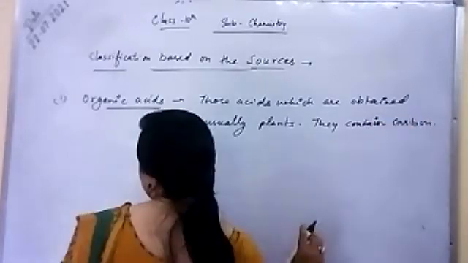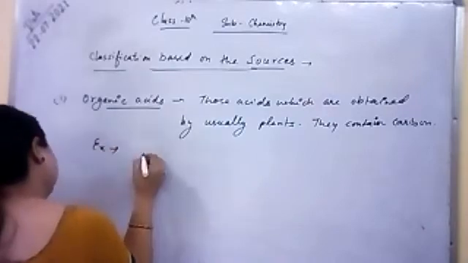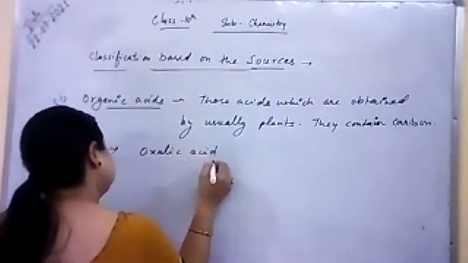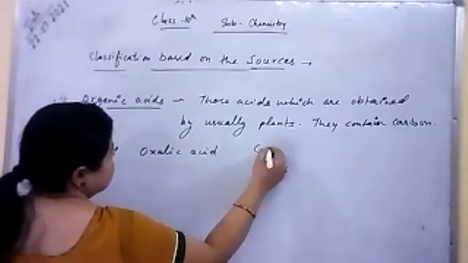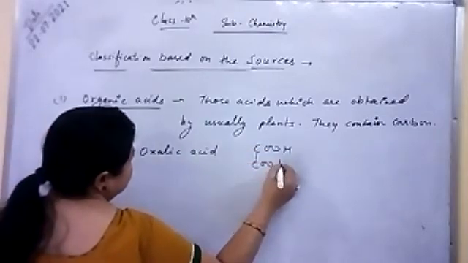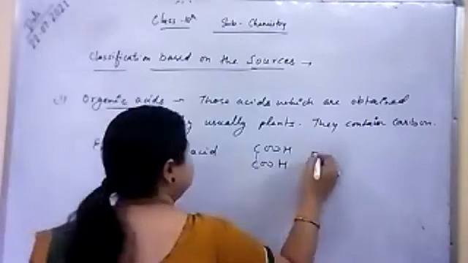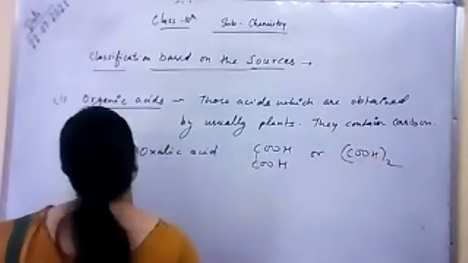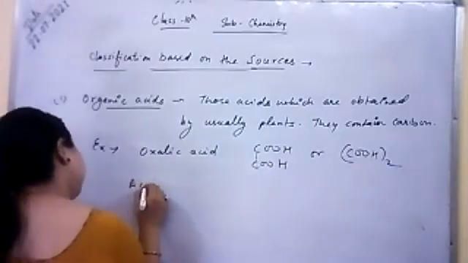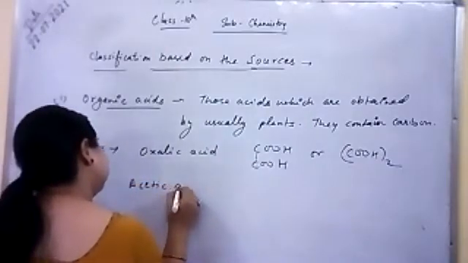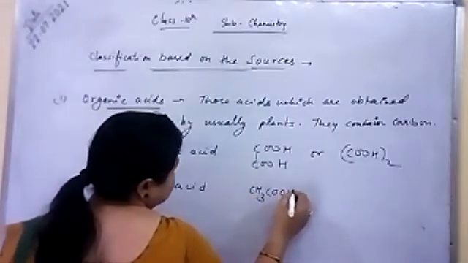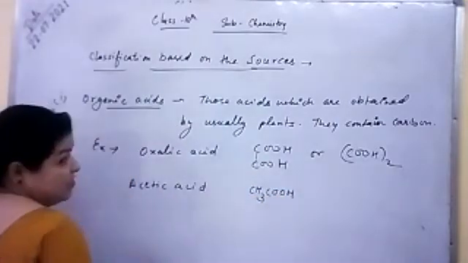For example, oxalic acid. Its formula is COOH bond COOH, or you can write it as (COOH) whole twice. Second example, acetic acid. Its formula is CH3COOH.